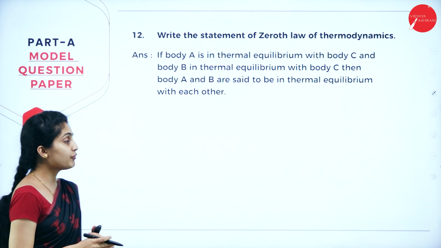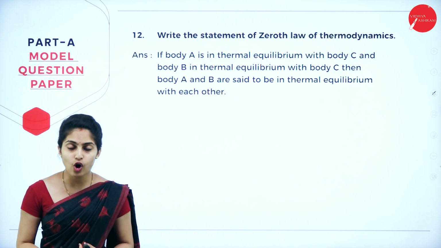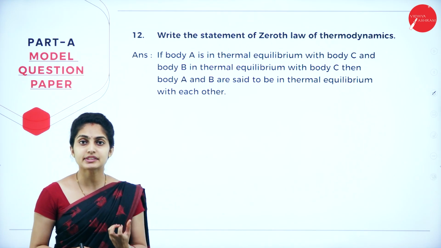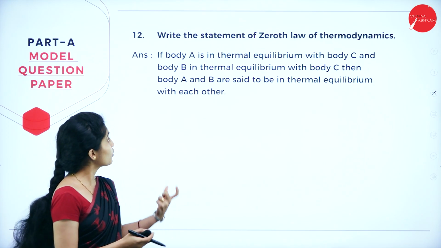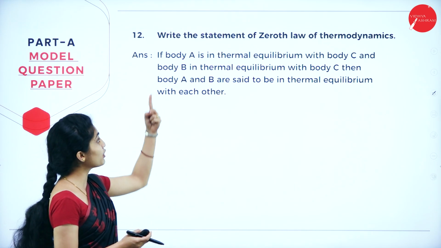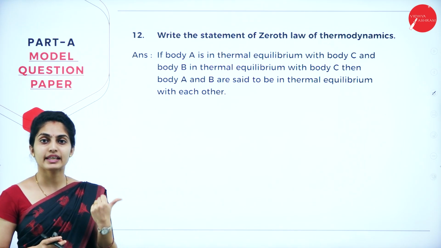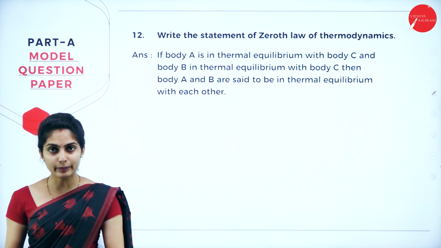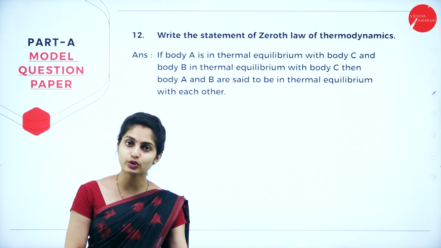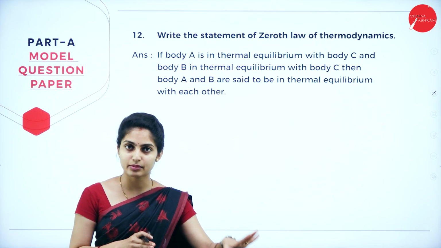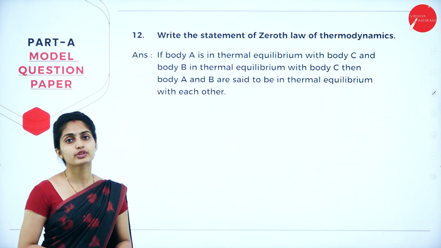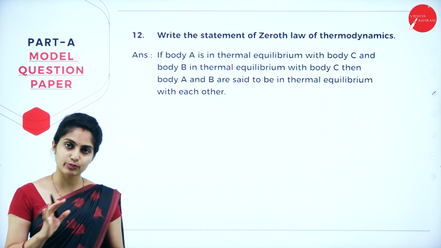Next, we will have to write the statement of zeroth law of thermodynamics, and statement is nothing but what does it state. So within the inverted commas or only the definition you can just write, like if a body A is in thermal equilibrium with C and body B also in thermal equilibrium with C, then body A is equal to body B. That is, A is in thermal equilibrium with B. So that is all about your zeroth law of thermodynamics. Just the statement, it is sufficient.